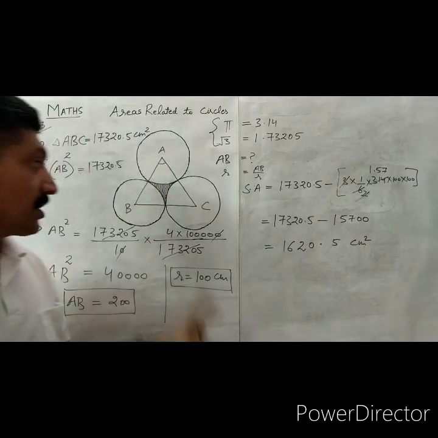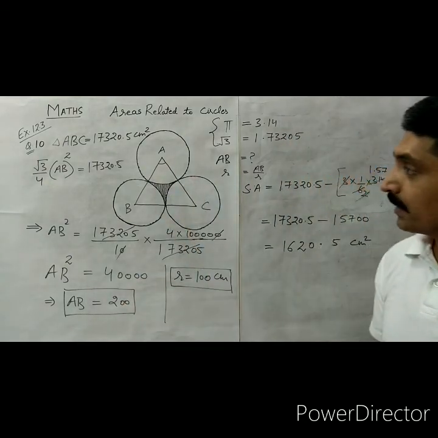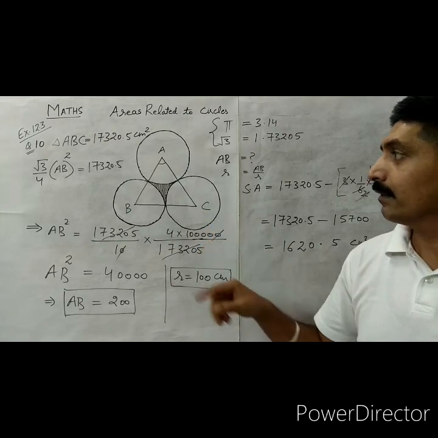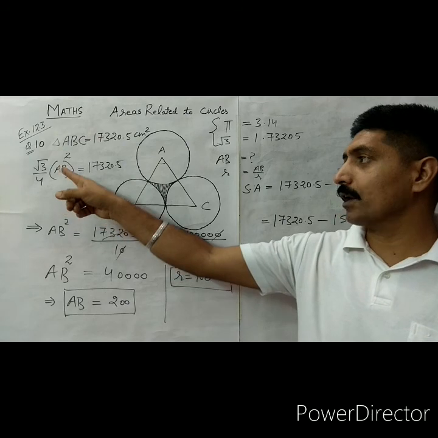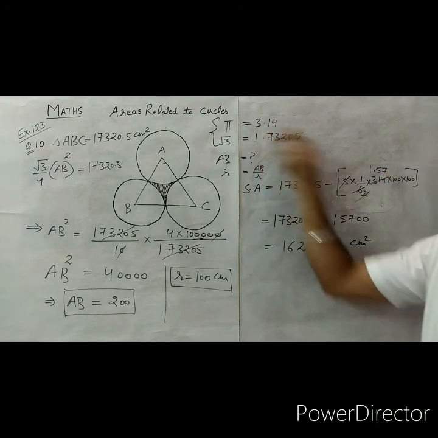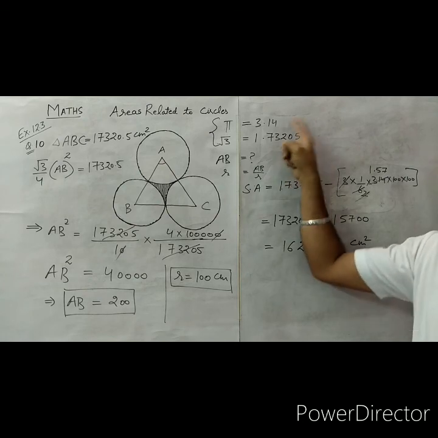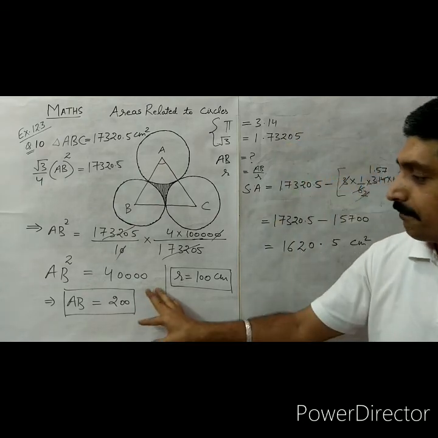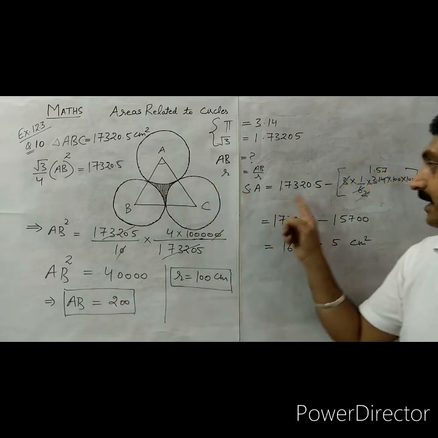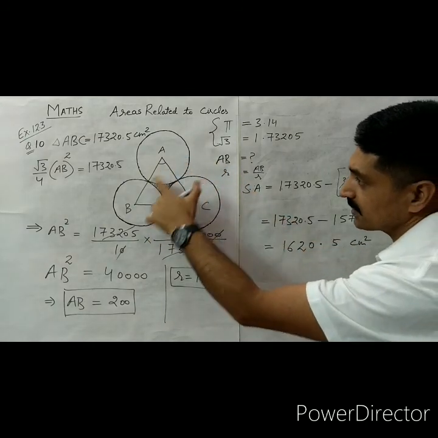So this shaded area is 1620.5 centimeter square. I hope you are clear with the question. Let's recapitulate again. Here ABC is an equilateral triangle, and we know the area of an equilateral triangle is under root 3 upon 4 into side square, and we are using the value of pi as 3.14 and under root 3 as 1.7325, as given in the textbook. First we find the side. Half of the side is the radius. Shaded area is equal to the area of triangle ABC minus the area of these three sectors.